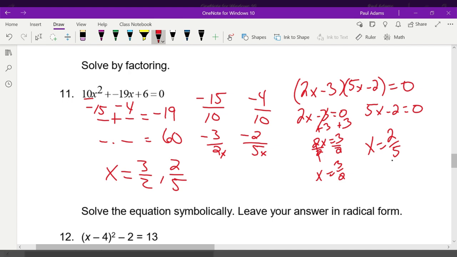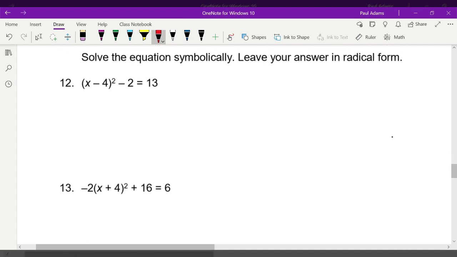Number 12, solve the equation. All right, leave the answer in radical form. So basically, you could have done the balancing method. You could have done the undoing method. It was up to you. Okay. First things first, you're going to add 2 to both sides.